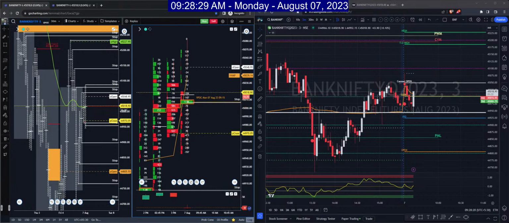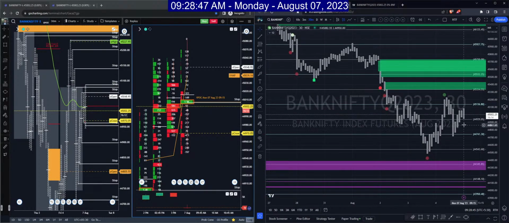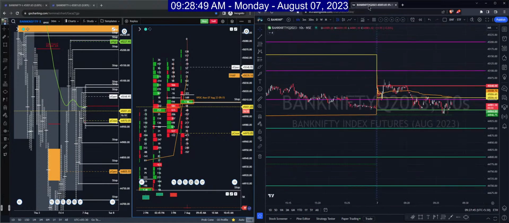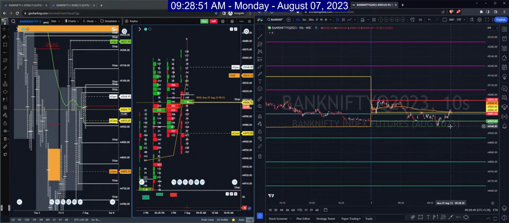Now call inventory wants to go long. Put inventory is short. So the 44800 CE, I wanted to develop above 306. It is at 295. At the current VWAP, I'm seeing a seller. Yep, we are developing within this range. So for me, this is not an ideal zone to take any trades.